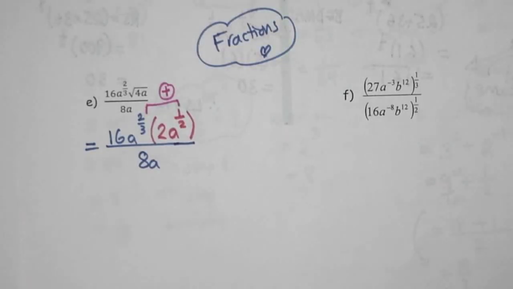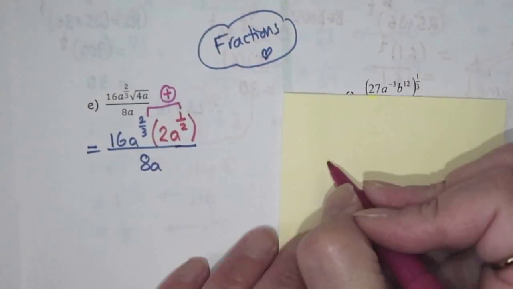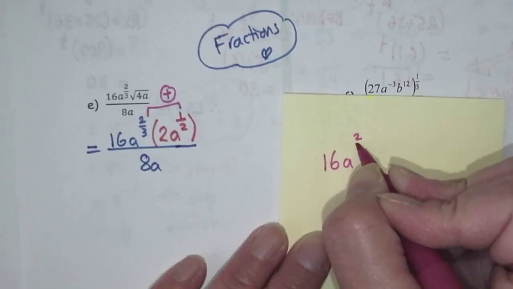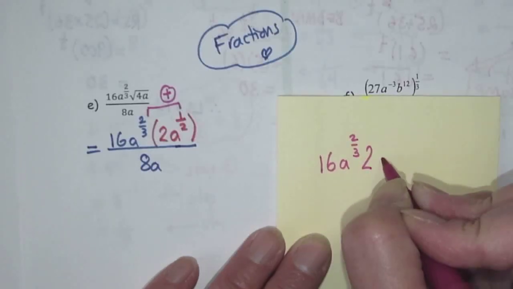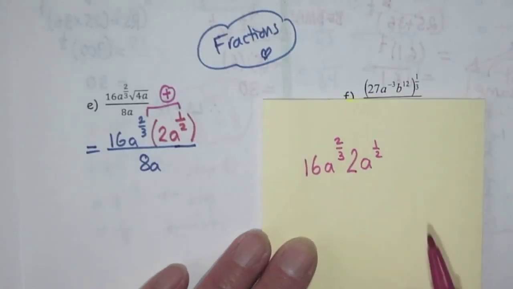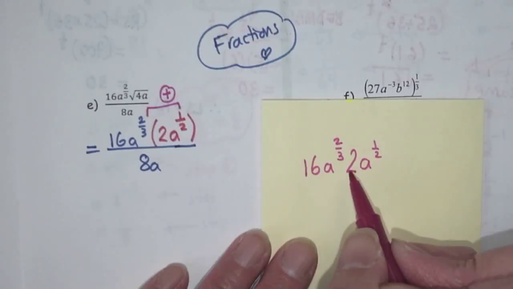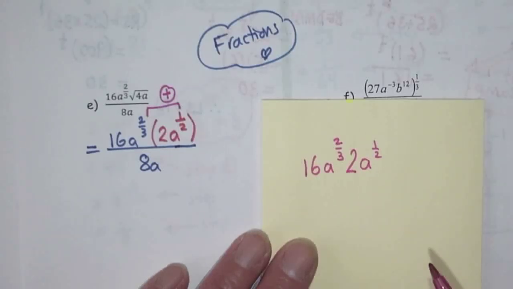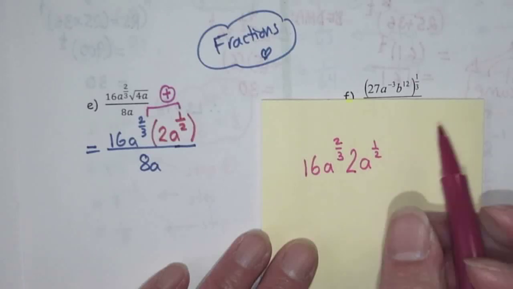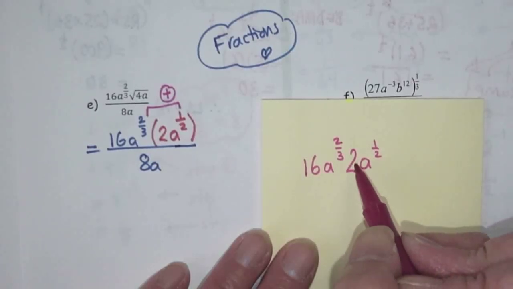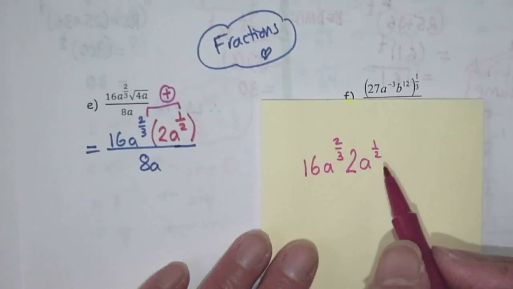So no brackets. Would that look okay? 16a to the 2/3 and then 2a to the 1/2. Yep, that would be okay. It's just a little funny looking because you get a number with a number. Yeah, but that's okay. So the question was brackets. That would be okay. Make sure that you don't get confused that that's like a 32 or something like that.